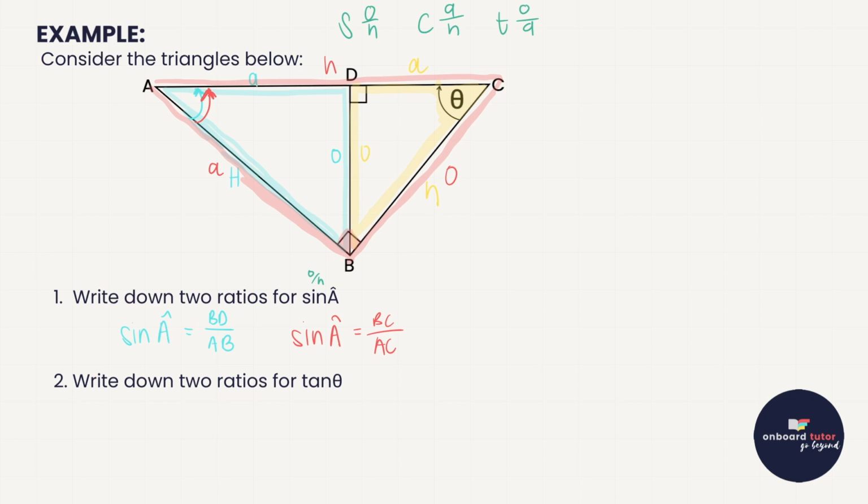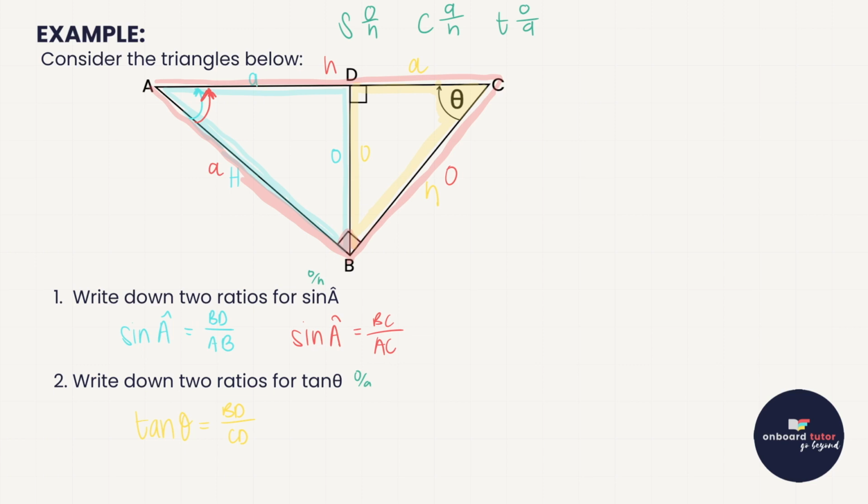When they look for tan, tan is opposite over adjacent. So let's make a note of that, opposite over adjacent. And so tan of theta is equal to the opposite, BD, over the adjacent side there, CD. And then they want another one.